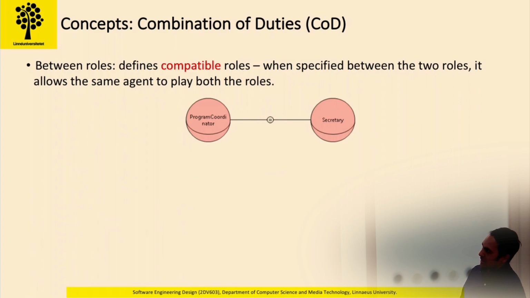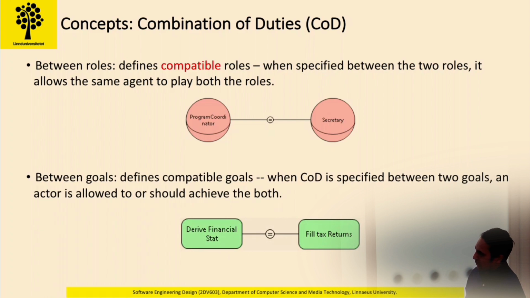But there is also the opposite case, combination of duties, COD. When you have combination of roles, that means you can play the role of both program coordinator and secretary. Even if there are two secretaries, Mary and Anna, they are agents, but they can play the same role of secretary. And for goals, there is also combination of duties. When you have combination of duties between goals, that means you should achieve both of these goals at the same time.